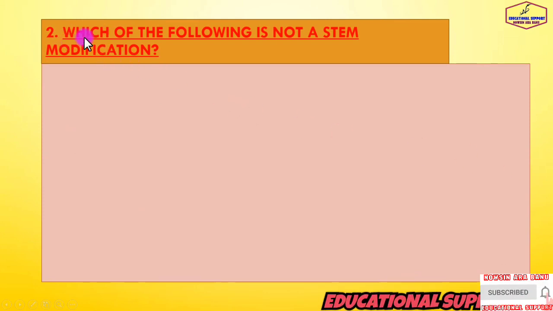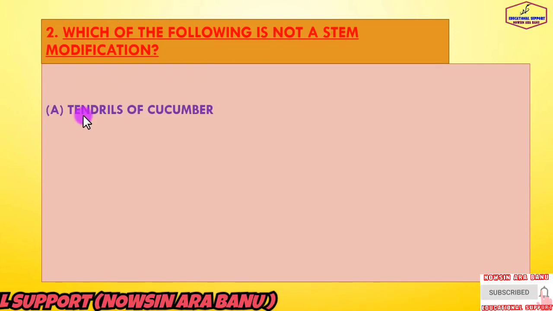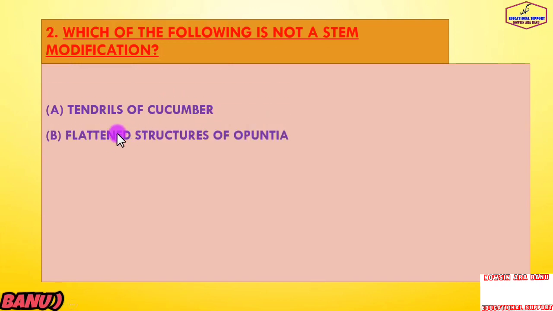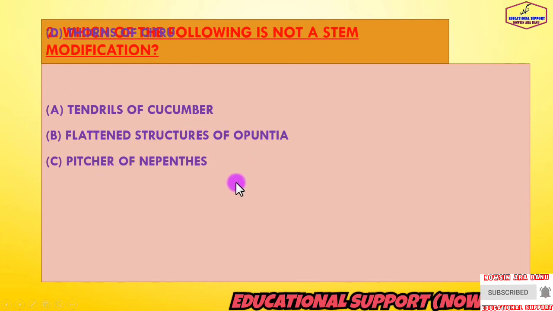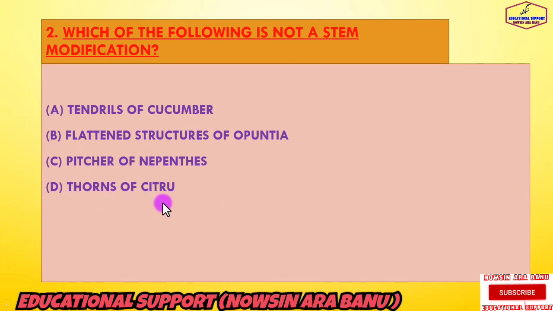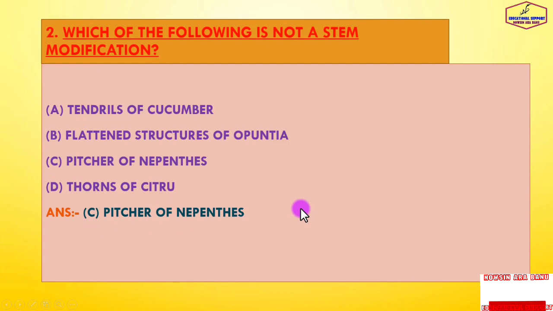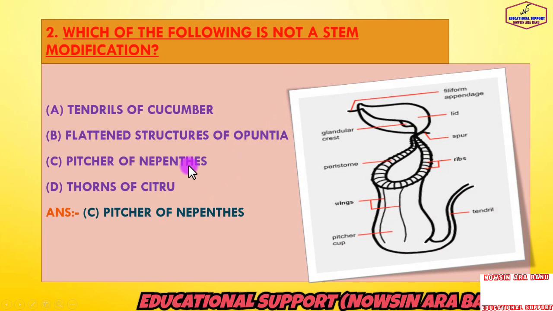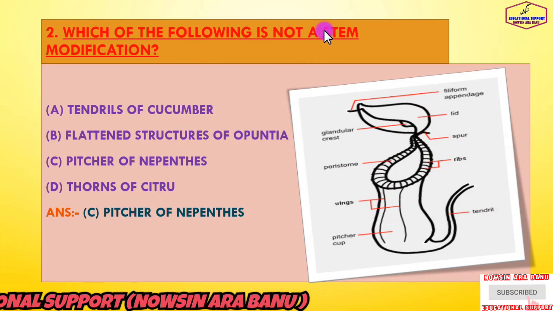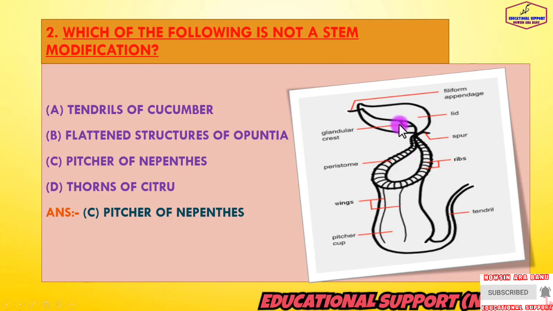Next question is, which of the following is not a stem modification? And the options are tendrils of cucumber, flattened structures of opuntia, pitcher of nepenthes, and the last one is thorns of citrus. The answer is option C, pitcher of nepenthes. Do you know what the types of special stem modifications are? Yes, types of special stem modifications are phylloclade, cladode, thorn, and tendrils.